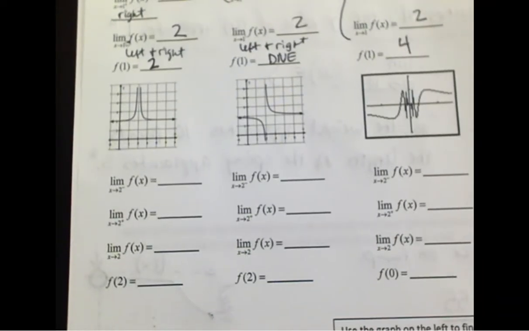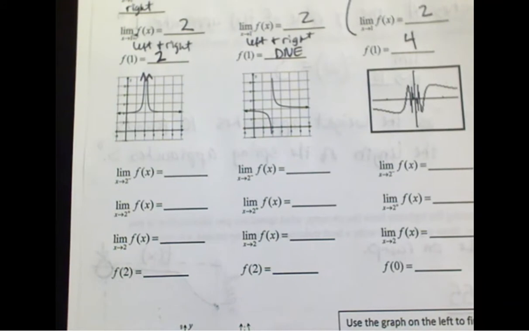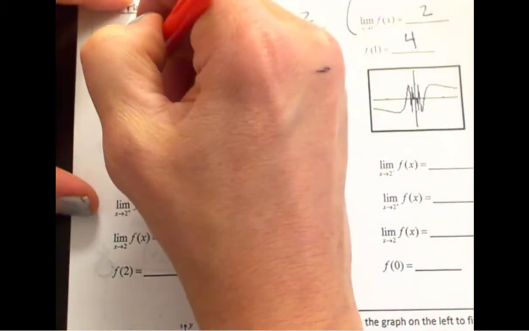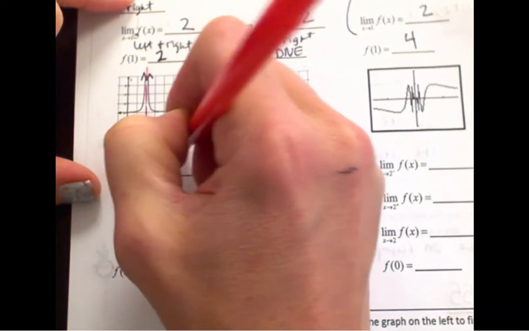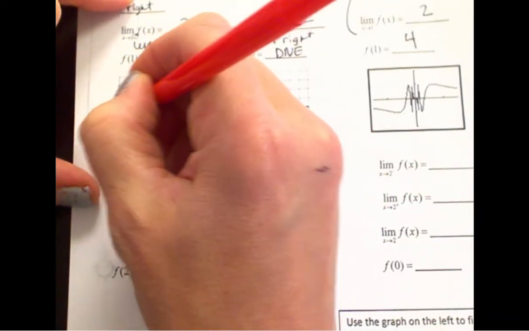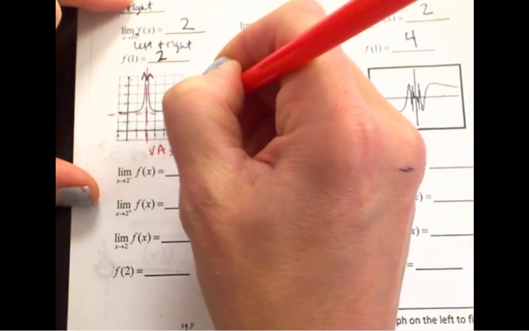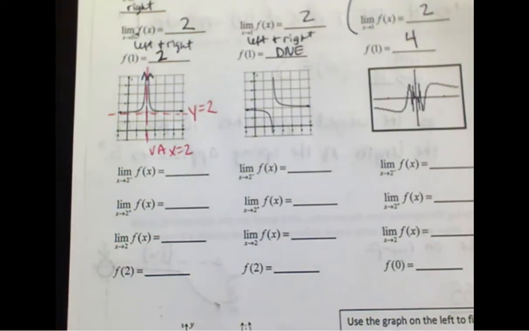Now I've got asymptotes in my graph. Okay, so I'm going to just draw a little dotted line on here for my asymptotes so that you can see them. So right here, we have a vertical asymptote at x equals 2. And we also have a horizontal at y equals 2. Just in case you couldn't tell exactly where they were.